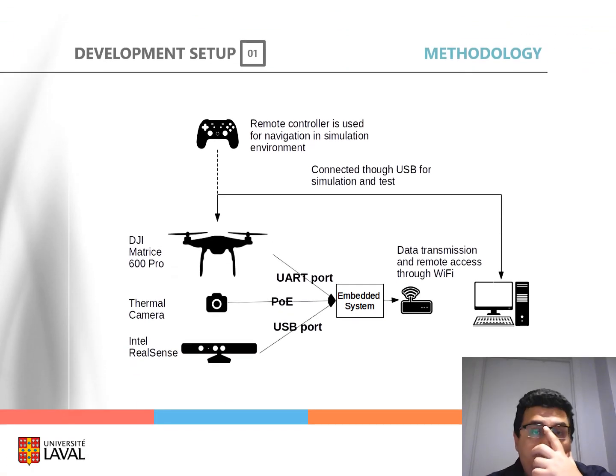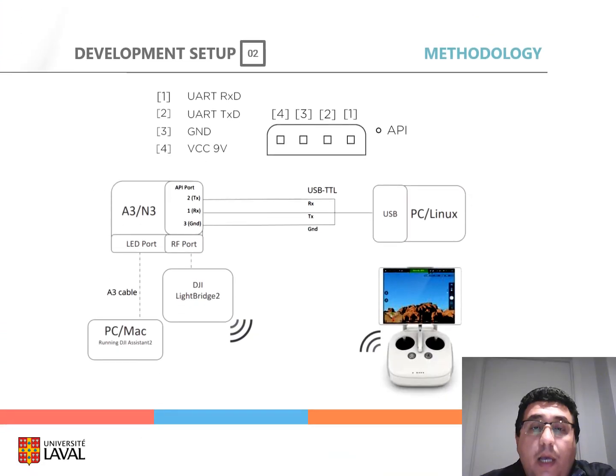Here you can see the development setup that we use in this experiment for accessing the telemetry data and simulated environment. We connect the workstation directly to the drone. Also, the embedded system connected directly to the sensors and the drone during the experiments, and it communicates with the workstation using Wi-Fi. Here you can see the port map that we use for connecting the A3 flight controller to the workstation or the embedded system.